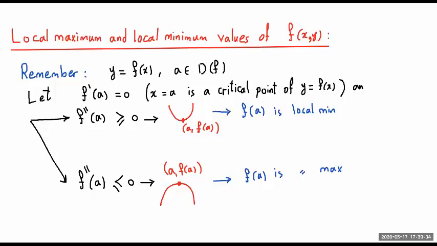Local maximum value and local minimum value of a function in two variables. Let's at first remember how to find local extreme values for a function in one variable.